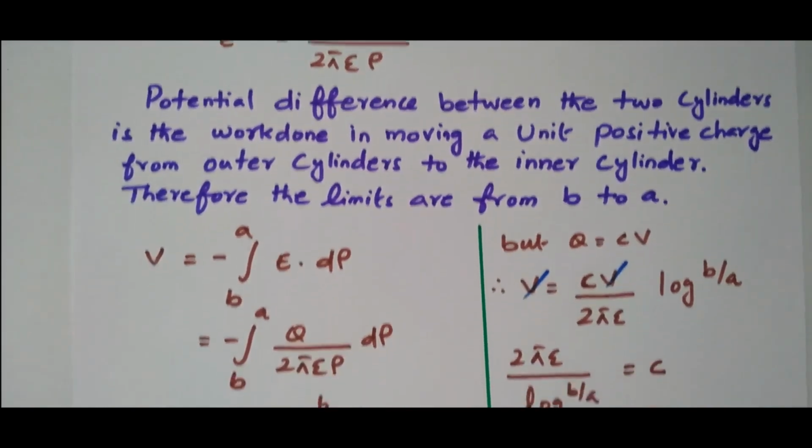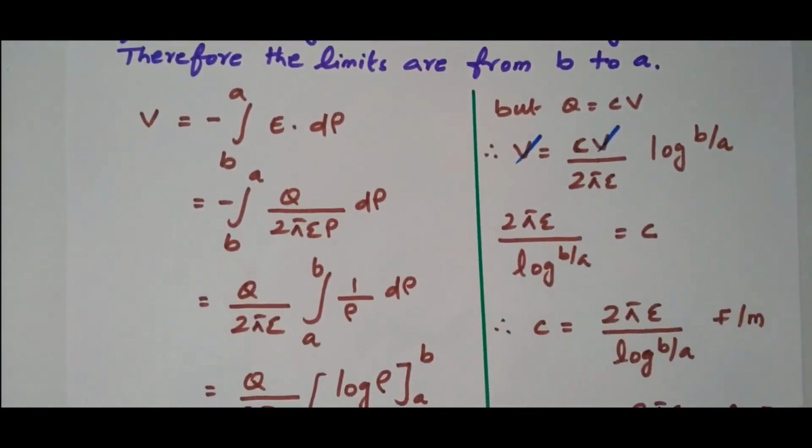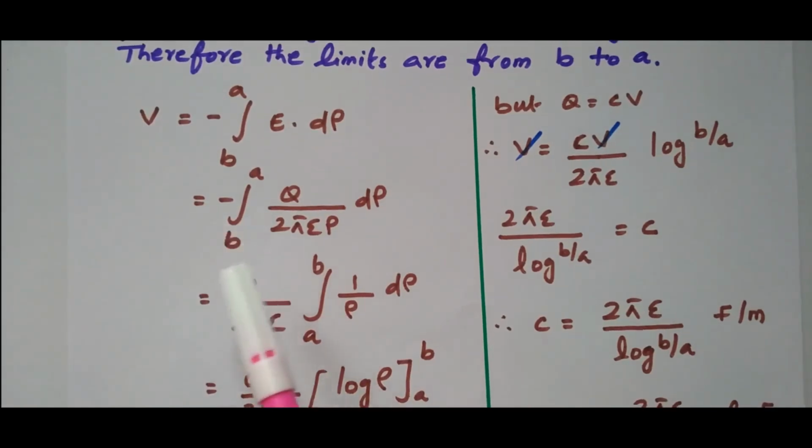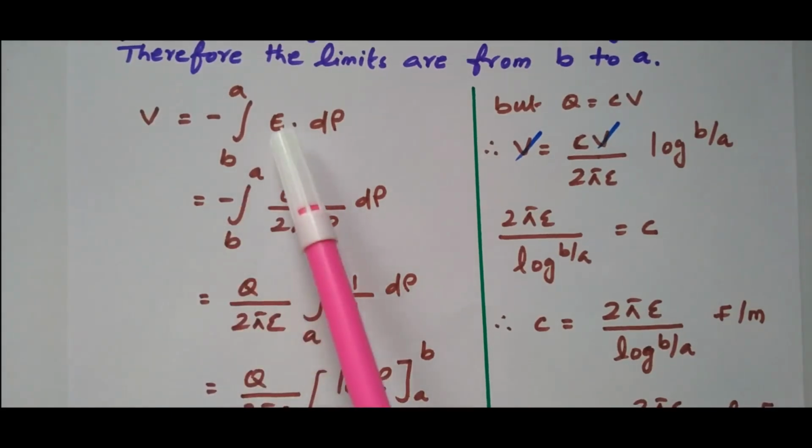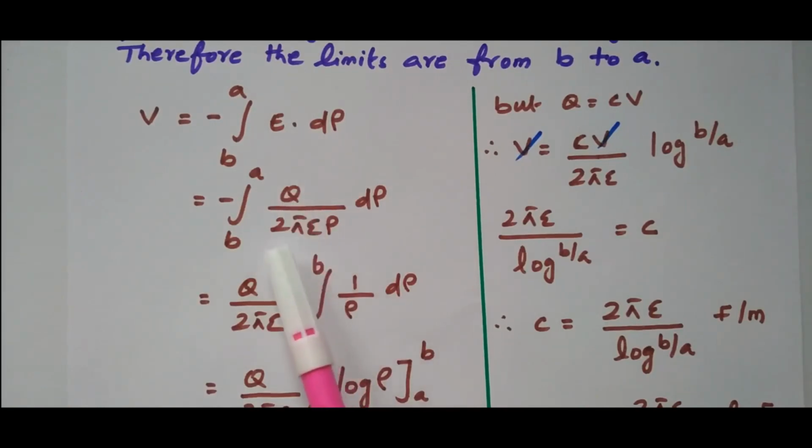That is the general formula for the potential in terms of electric field, right? V equals minus integral E dot d rho. We consider rho meter radius, so that it is d rho, right? So that is equal to minus integral B to A, E replaced as Q divided by 2 pi epsilon into rho, into d rho. In this, Q divided by 2 pi epsilon is constant.